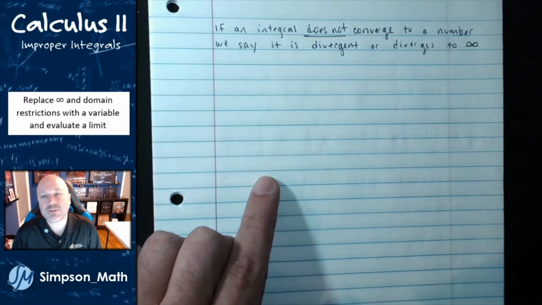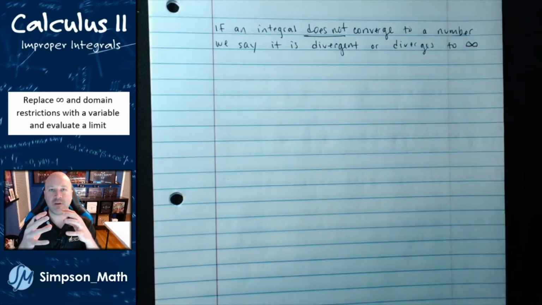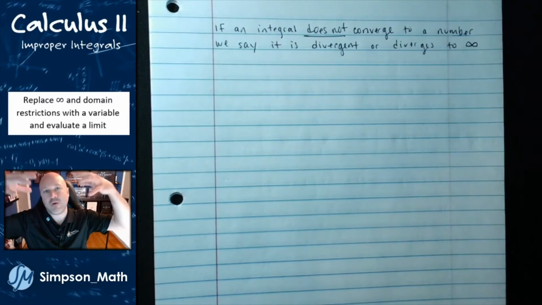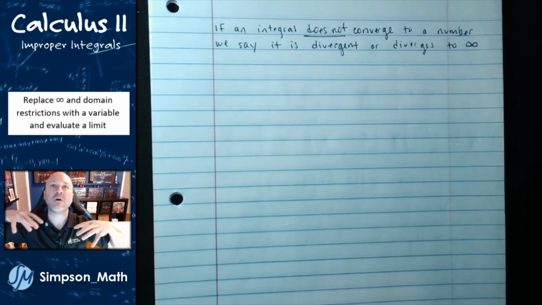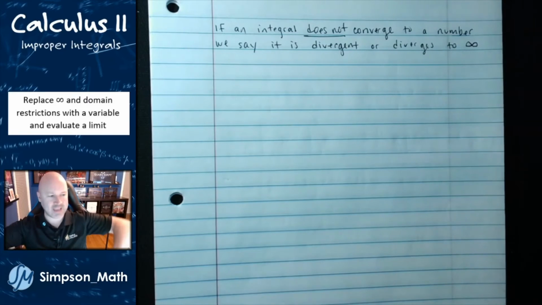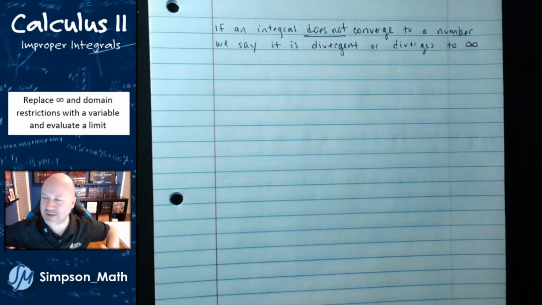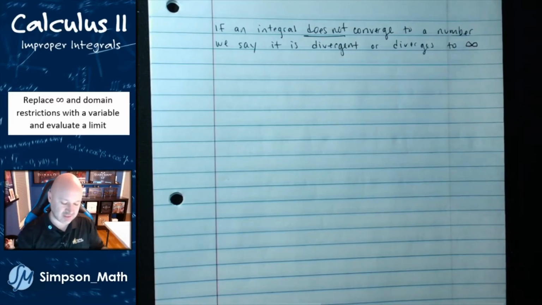So if an integral does not converge, if when you add up all that value, all that area, and if it doesn't add up to a number, then it must be just growing and growing. So it's going to be divergent, or it diverges to infinity. If you're calculating negative area, then that maybe diverges to a negative infinity, but it's expanding ever. It doesn't converge.